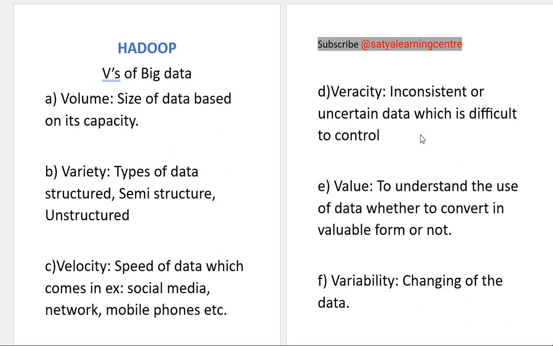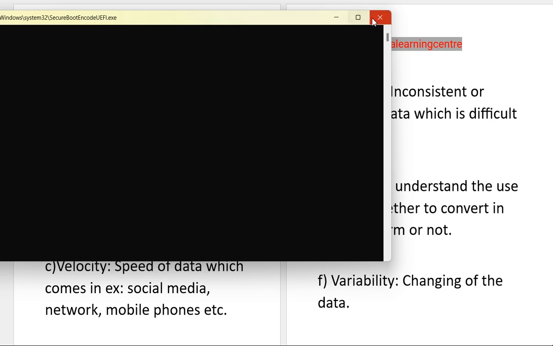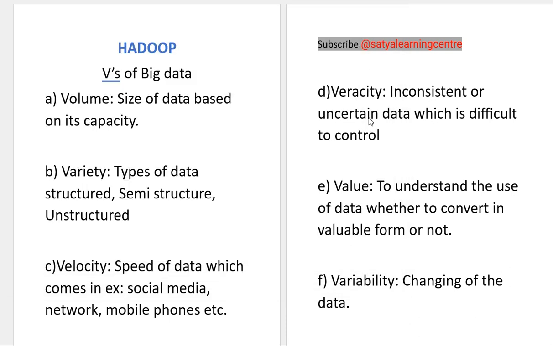Okay, now we will go for the veracity of the data. Veracity is inconsistent or uncertain data, the data which is not certain, like when it will come or when it will not come, and what its consistency is. Sometimes a huge amount of data will come, sometimes it will not, based on the market value. So veracity is very difficult to control.